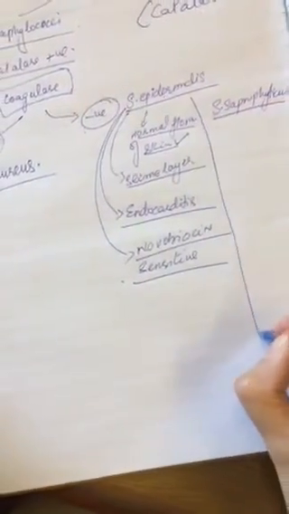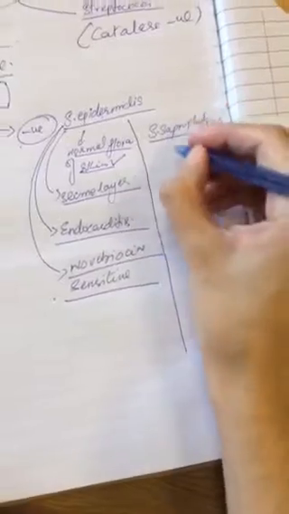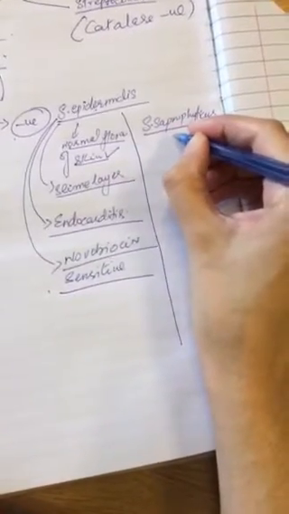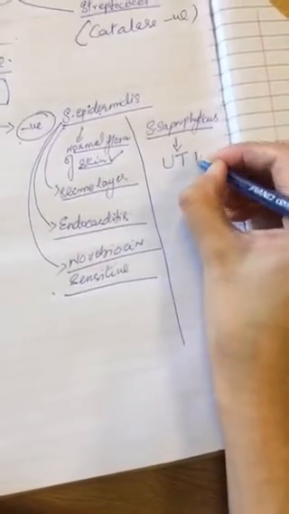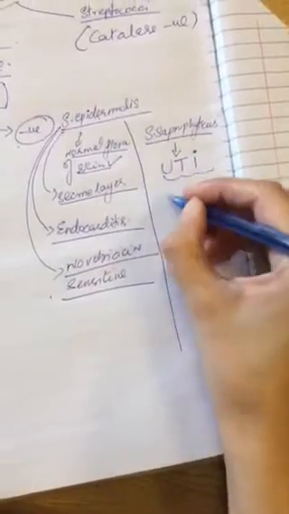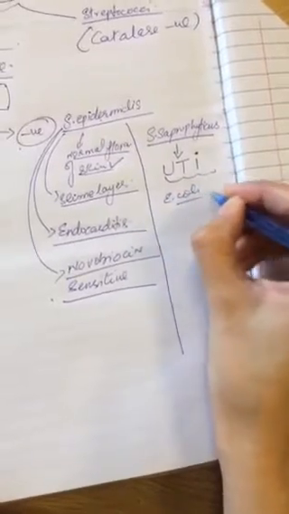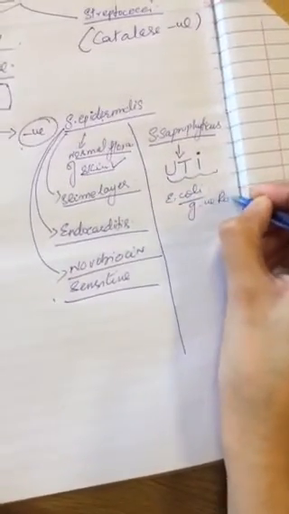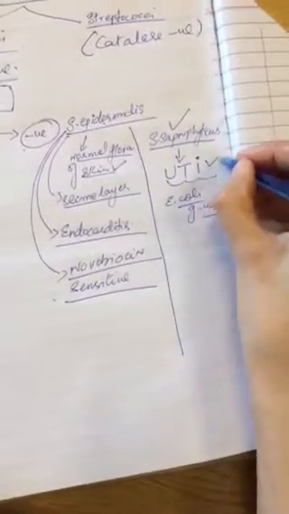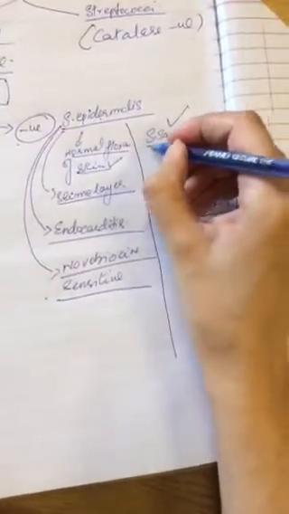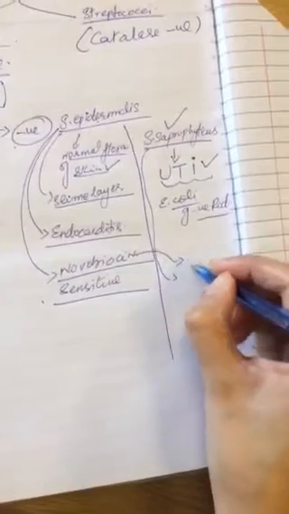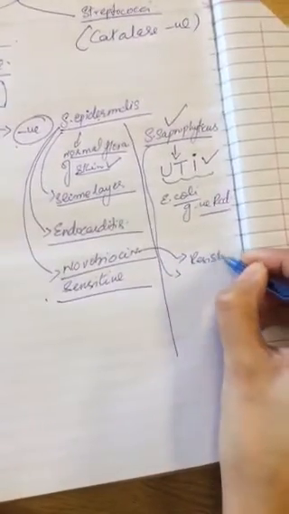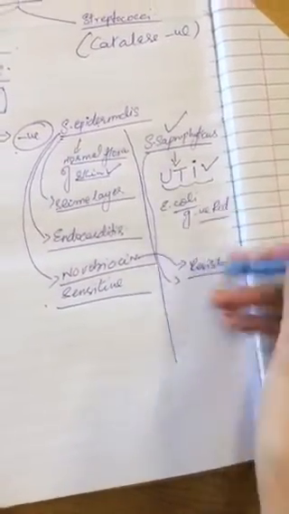Now when we come to the saprophyticus, the Staph saprophyticus is the second most important bacteria after E. coli to cause urinary tract infection in the females. The first most common is E. coli, and E. coli is a gram-negative rod. So this saprophyticus causes UTI in the females, and saprophyticus is novobiocin resistant. So this is a very easy and simple format to remember the salient features of the Staph epidermidis and saprophyticus.